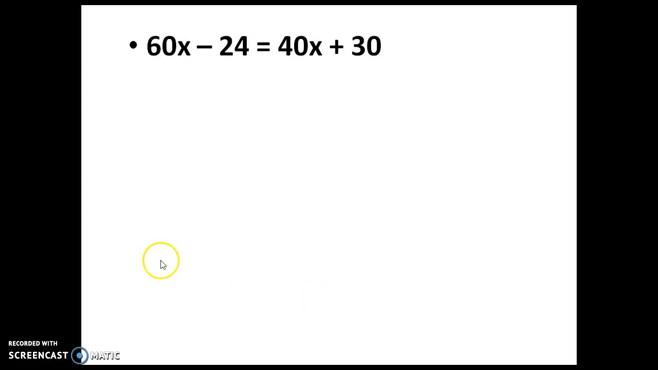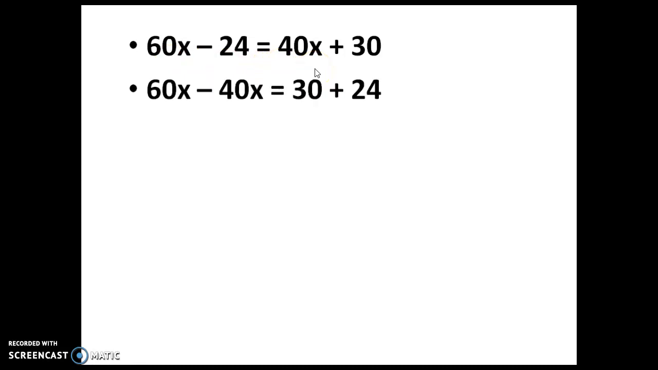Now we have to multiply, removing the brackets. To remove the brackets, that number has to be multiplied inside the brackets. So we will get 60x minus 24 equal to 40x plus 30. Then x terms you have to bring to one side of equal to, and the constants to the other side of equal to.